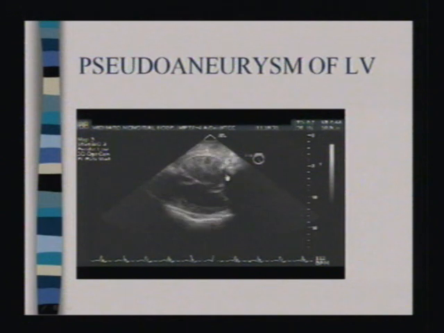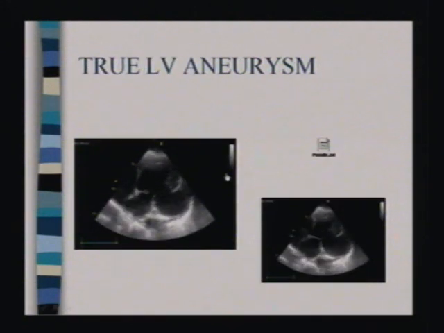This is a patient who has a pseudoaneurysm. A pseudoaneurysm is when there is a rupture and the myocardium doesn't form the wall of the aneurysm; it is the pericardium itself which is forming the wall. When you differentiate it from a true aneurysm, in this patient there is a rupture of the lateral wall, and you can see that there is an aneurysm which is actually lined by the myocardium itself.